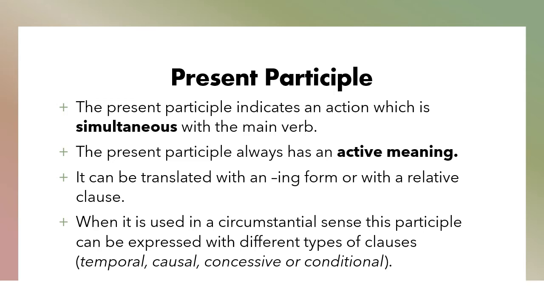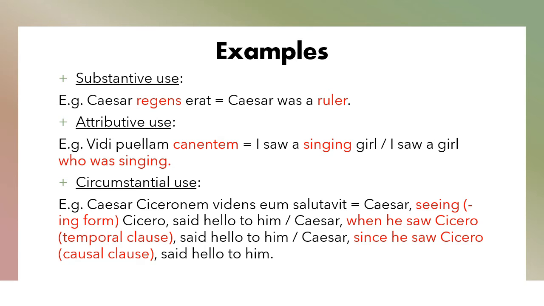When it is used in a circumstantial sense, this participle can be expressed with different types of clauses, as we said before. So let's see some examples, which makes things clearer, in my opinion. Let's start with the substantive use, so when a participle is used as a noun. If I say Caesar regens erat, regens is the present participle of regere, to rule. But in this case, it is used as a noun, so Caesar was a ruler. And that is why, even in English, we translate it with a noun, not with an ing form.